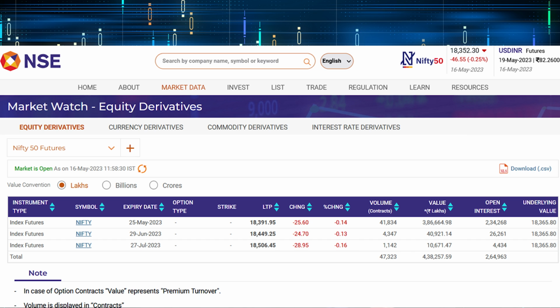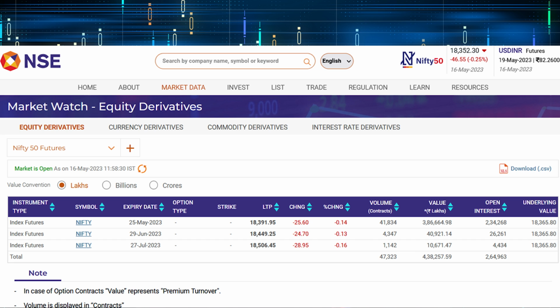Next one that we can see is CHNG or change over previous traded price. That is the change over the latest price at which the index futures contract was traded. And then the same is expressed as a percentage in percentage CHNG, change over the previous traded price. We also see here, volume. That is the volume of contracts of the Nifty futures traded on the National Stock Exchange. And in each of the contract, we have 50 indexes as the underlying.